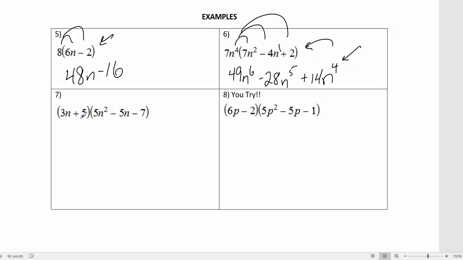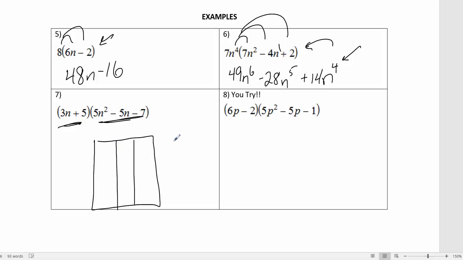Number 7. You notice now I have a binomial and a trinomial being multiplied together. Most of you could probably do this already, but for those of you that can't or you need a quick refresher, here we go. I'm going to take the 3n plus 5 and the 5n squared minus 5n minus 7, and I'm going to make a box out of it. We'll go 3 columns and 2 rows. You can very well flip this box around, it doesn't matter. So the 3 terms go on top, 5n squared minus 5n minus 7, and then 3n plus 5 go on the side. And all I do is just multiply through.